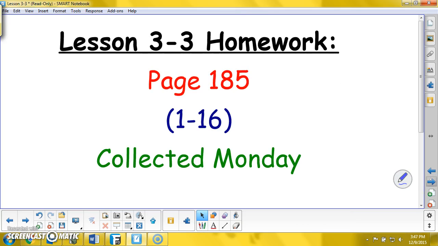Day 1 homework problems are going to be 1 through 16. This will be collected Monday. We do have a day 2 coming up with expanding and condensing expressions.